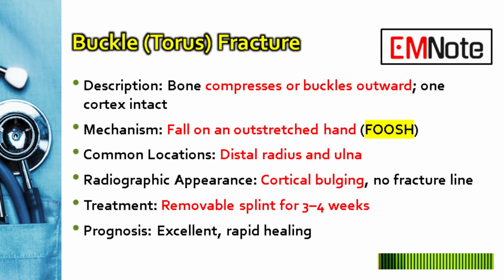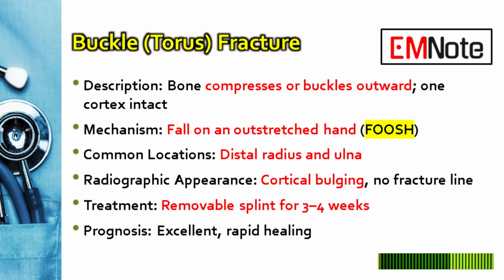Very stable. And what's the classic story? How does this usually happen? Almost always a FOOSH, a fall on an outstretched hand. That impact travels right up the arm. Right. And you'll most commonly find these near the wrist, in the distal radius or ulna. That wider part of the bone near the growth plate seems susceptible. Okay, so location is key.